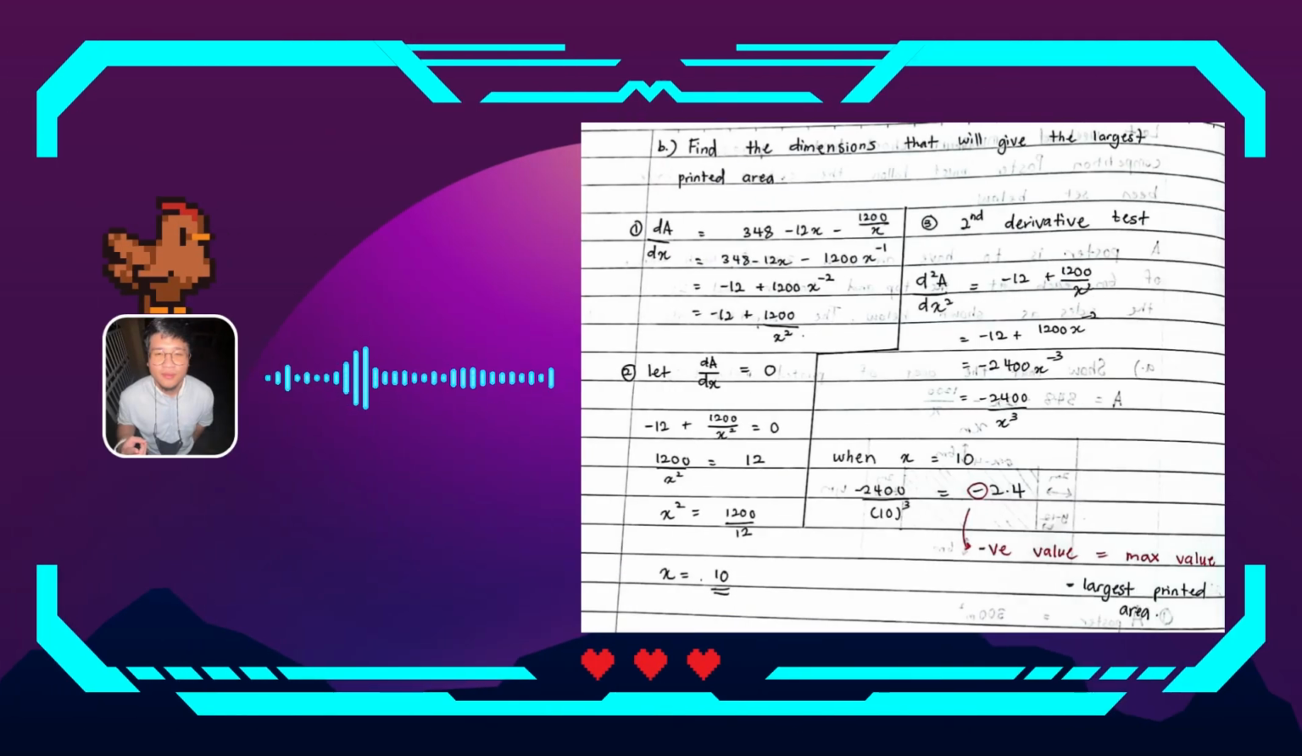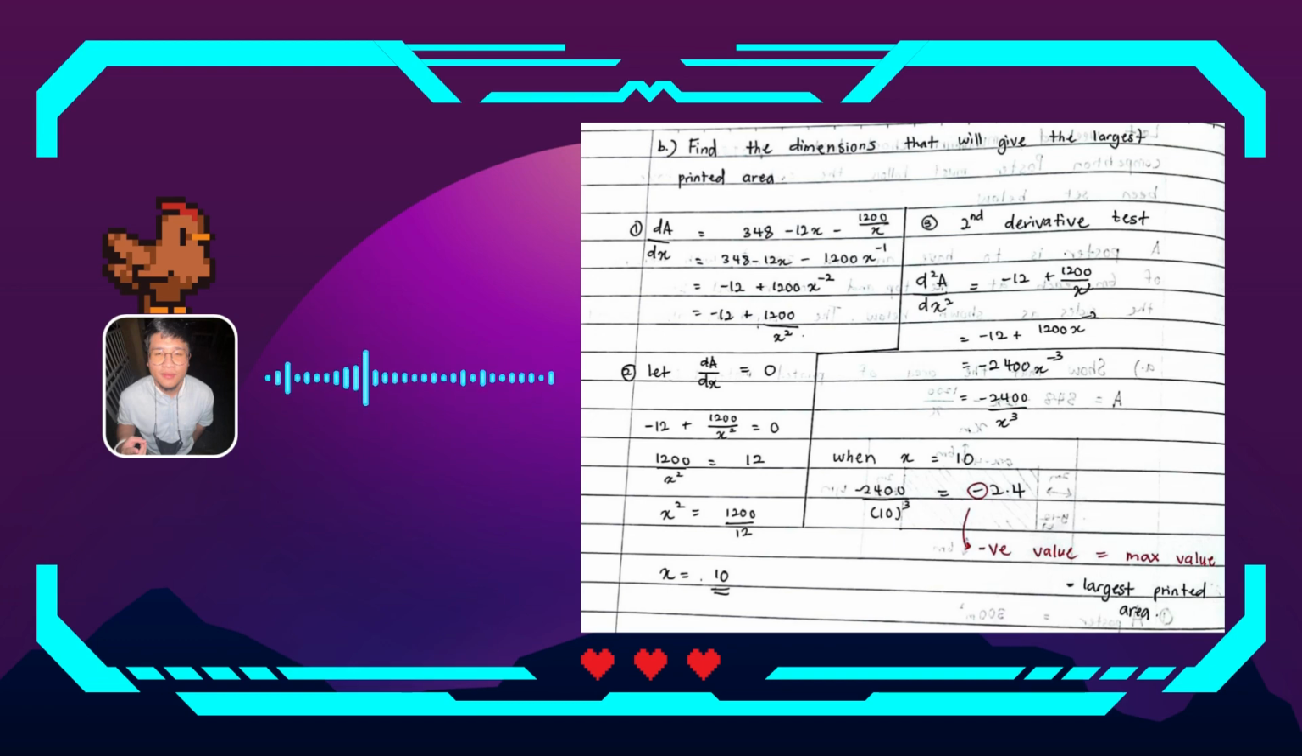Question B, find the dimensions that will give the largest printed area. This means we have to find the maximum value. So there are 3 steps. The first step is find the derivative. The derivative symbol is dA over dx. So we just have to take the value of the area of the printed material, and we're just going to differentiate that value, and we're gonna end up having the value of negative 12 plus 1200 over x square.